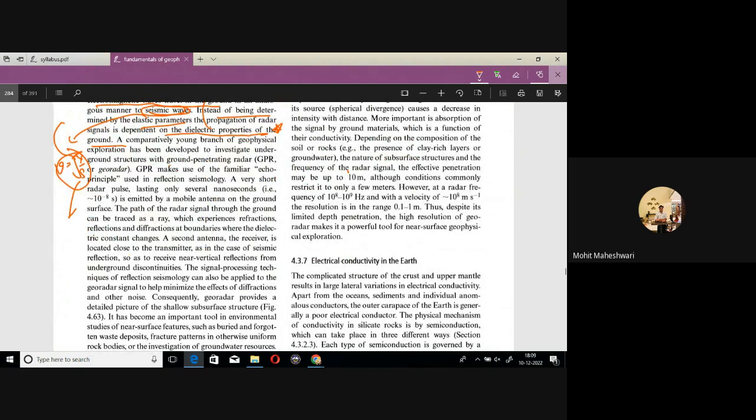So this is the ground penetrating radar method, GPR, which we can also call geo radar. This GPR method uses the familiar echo principle, as used in seismic reflection seismology, and we use very, very short radar pulses lasting 10 to the power minus 8 seconds, emitted by a mobile antenna on the ground surface. Okay, so the process is given there.